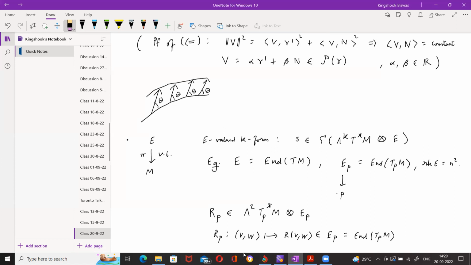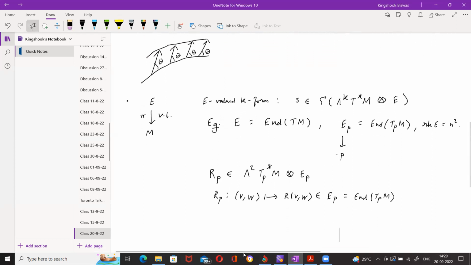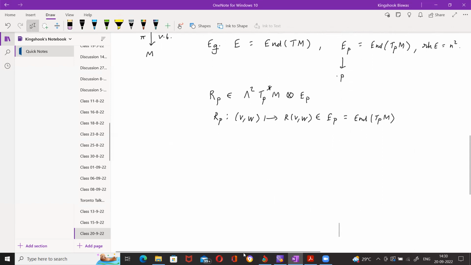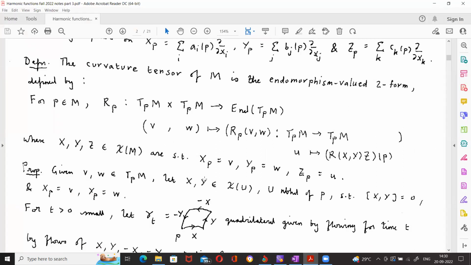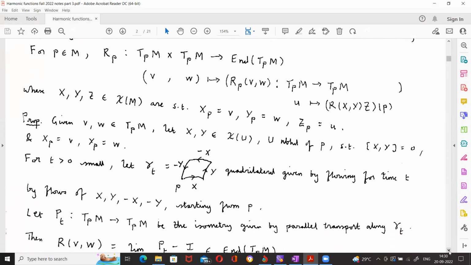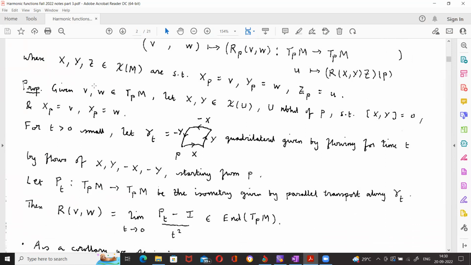Now, I want to see geometrically what is this R of VW. What is this endomorphism? Geometrically, how do we describe this? We did this last semester, but let me remind you of the following proposition. I'm not going to prove it. We did the proof last semester. So the proposition says the following.